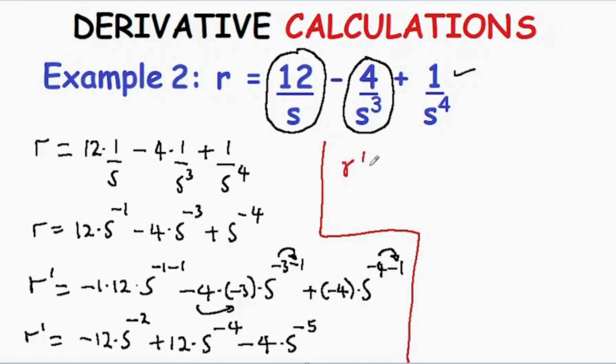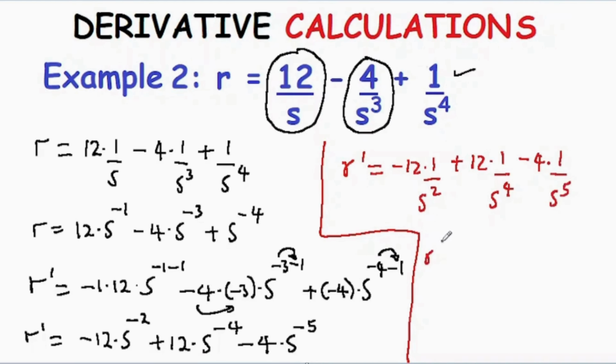So we're going to have r prime is equal to negative 12 multiplied by 1 over s raised to power 2, plus the second term becomes 12 multiplied by 1 over s raised to power 4. Okay, negative 4 multiplied by 1 divided by s raised to power 5. So our final answer r prime becomes negative 12 divided by s squared plus 12 divided by s raised to power 4, negative 4 divided by s raised to power 5.